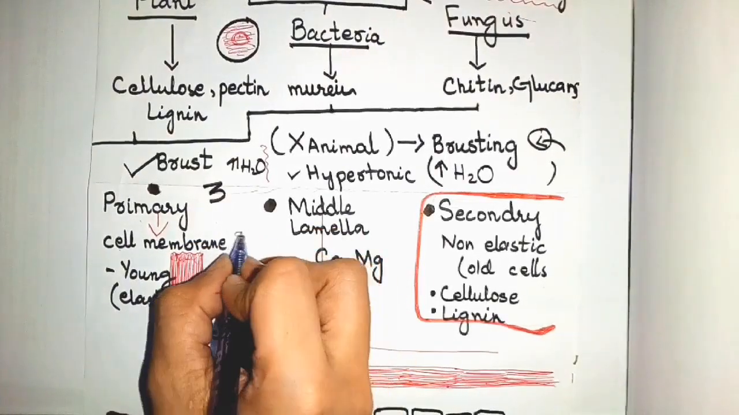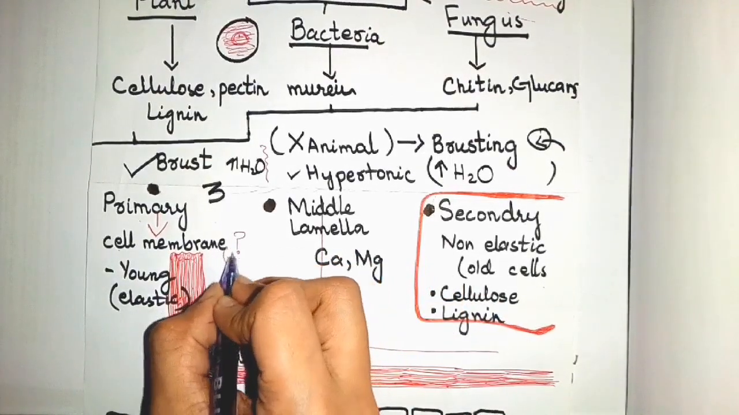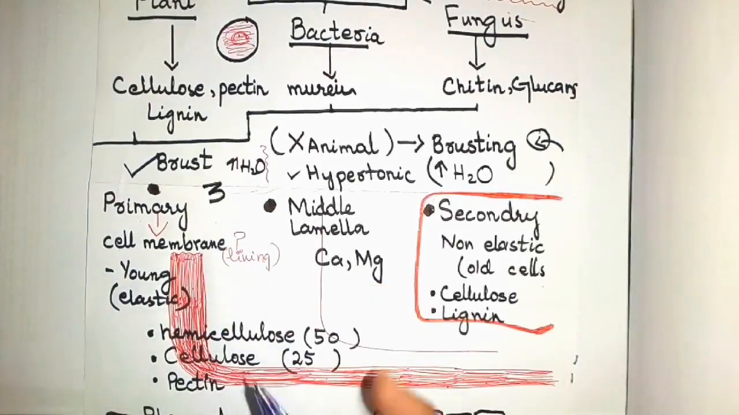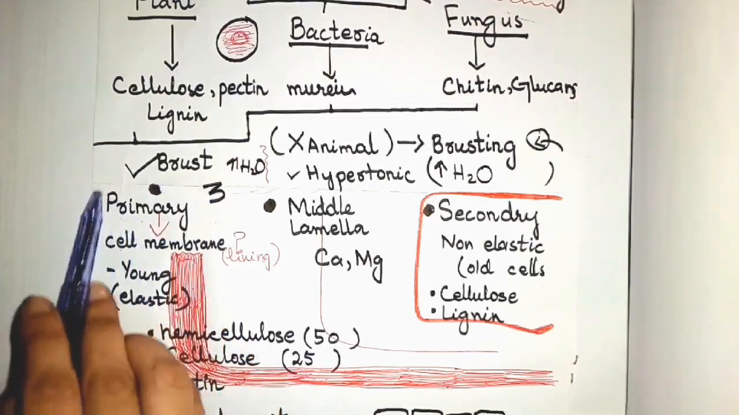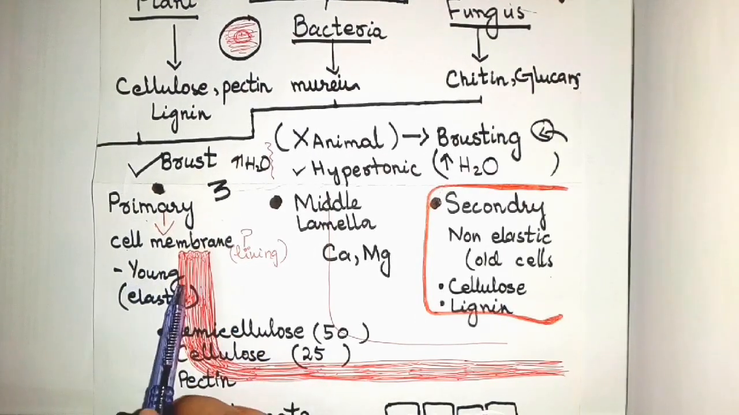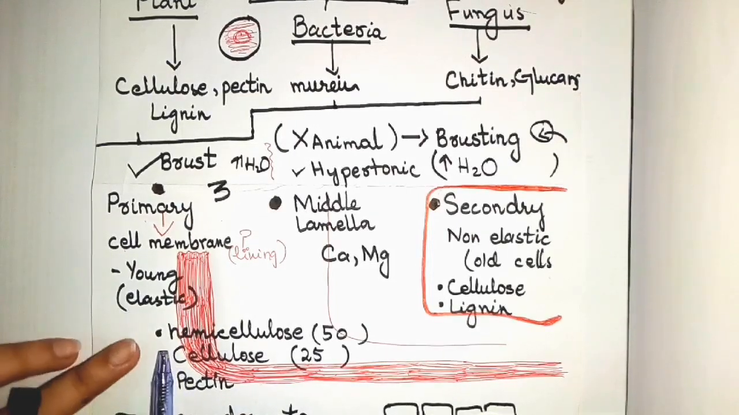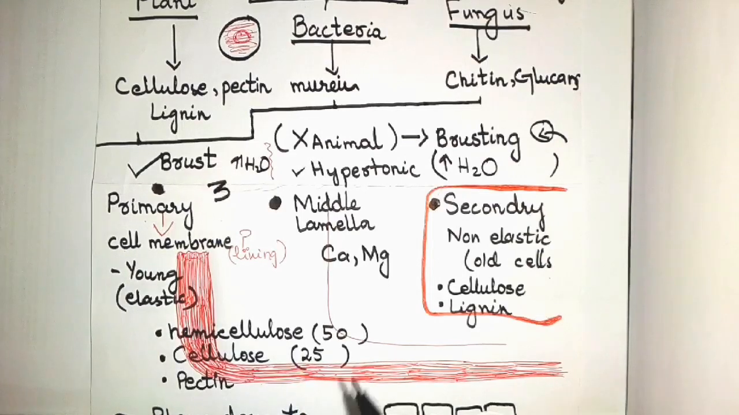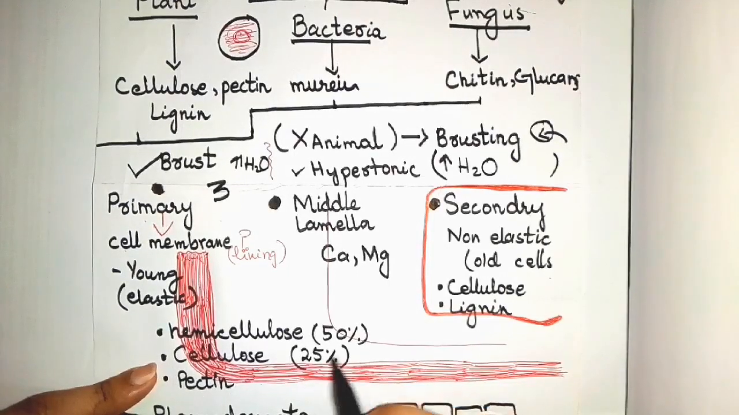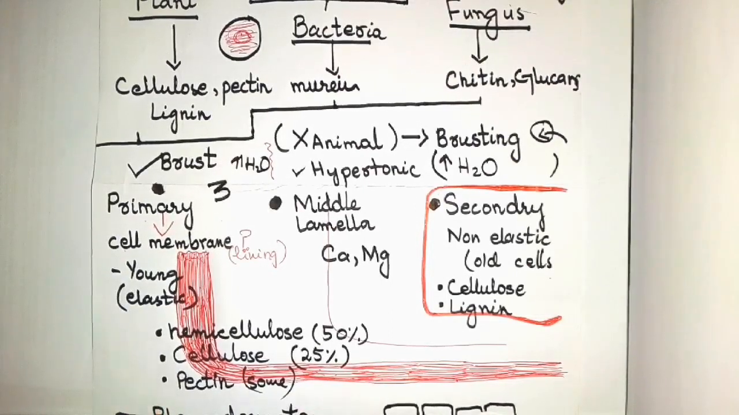Now the question is why the cell membrane secretes the cell wall. Because the cell membrane is the living part, that's why it is secreting the component. The wall the membrane secretes is called the primary wall. It is present in young cells and is extremely elastic. It provides elasticity to the cell. It is composed of cellulose, which is 25%, hemicellulose, which is 50%, and some amount of pectin.